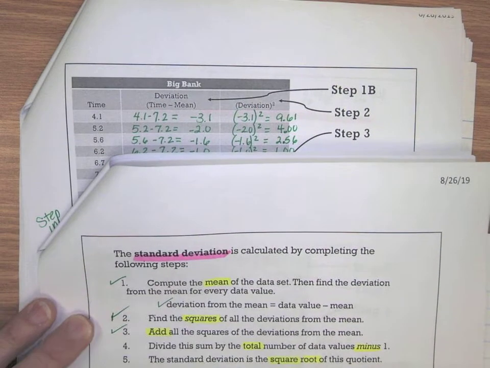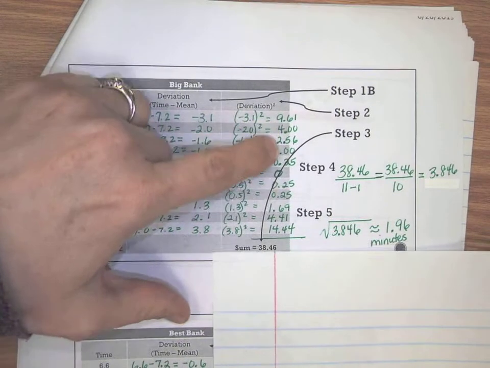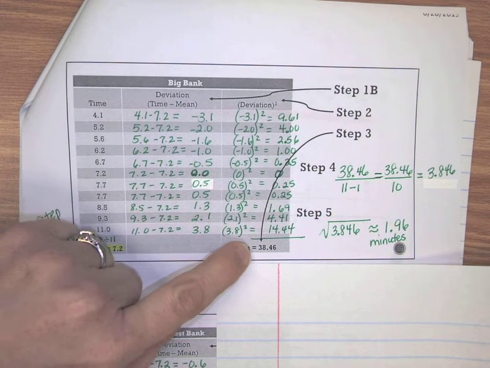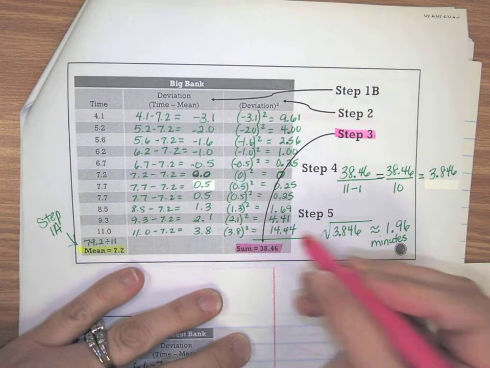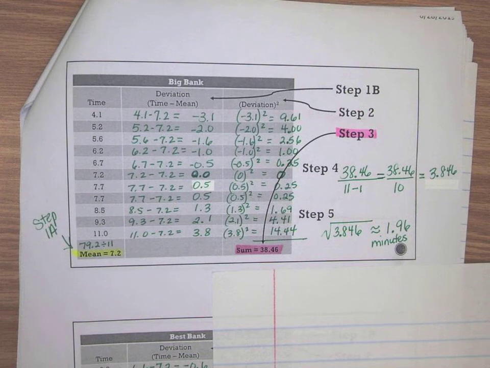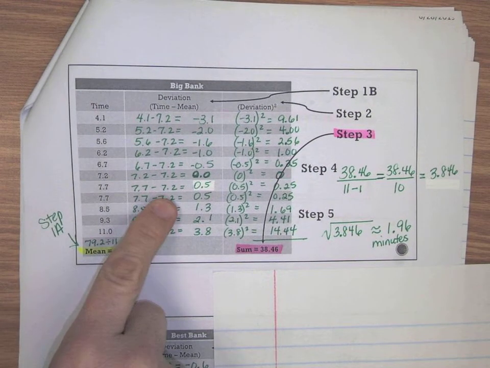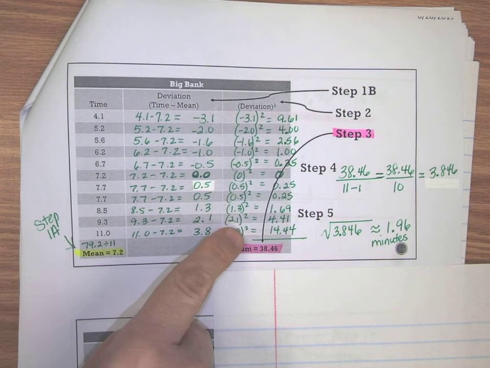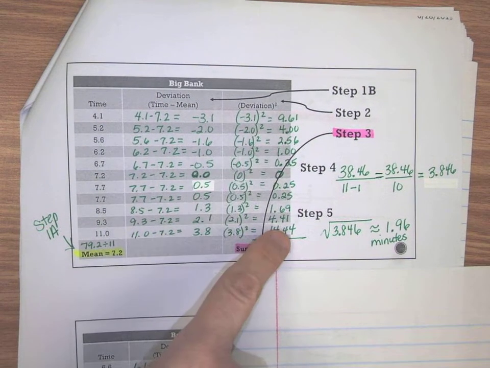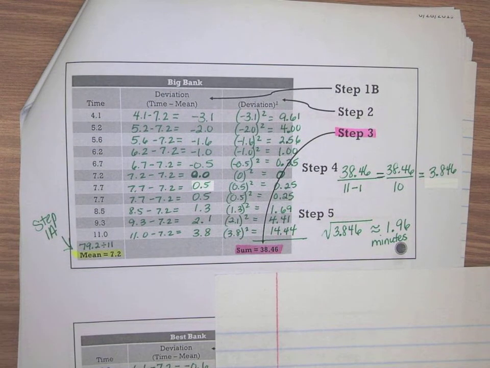Step 3 is to add all the squares of the deviations from the mean. So we're going to take and add all these values right here together. If you do that correctly, step 3, right here I'm going to highlight that, when you add them all up, they should sum to 38.46 if you've done all of them correctly. Reviewing real quick what we've done, we found our mean, we found our deviation by subtracting our values and the mean, then we squared our deviations, and we took those values after we squared them, and we got a sum of those deviations. So that's steps 1, 2, and 3.